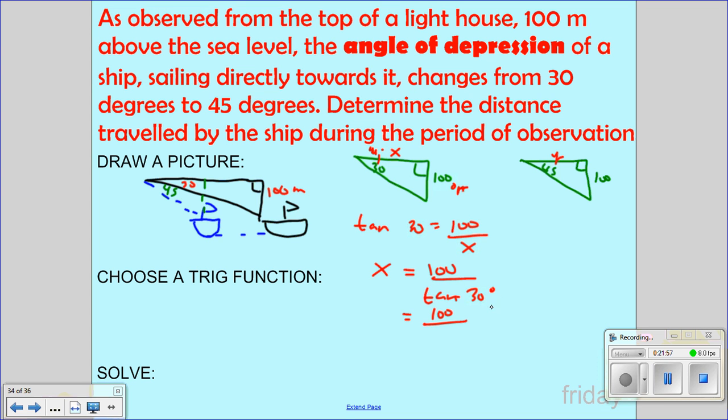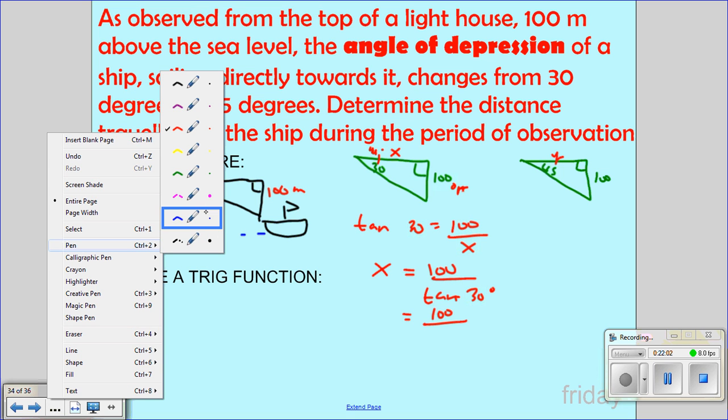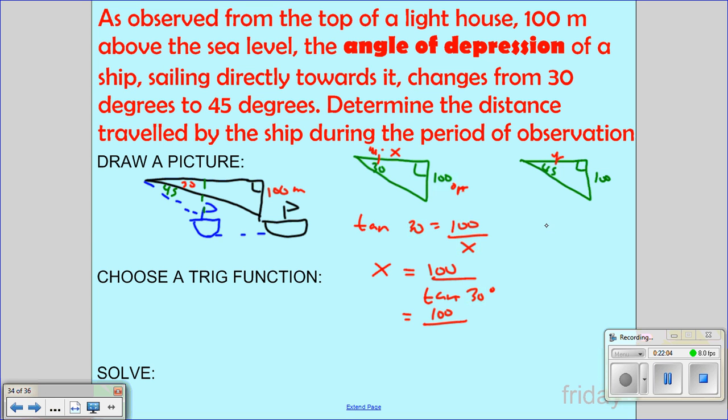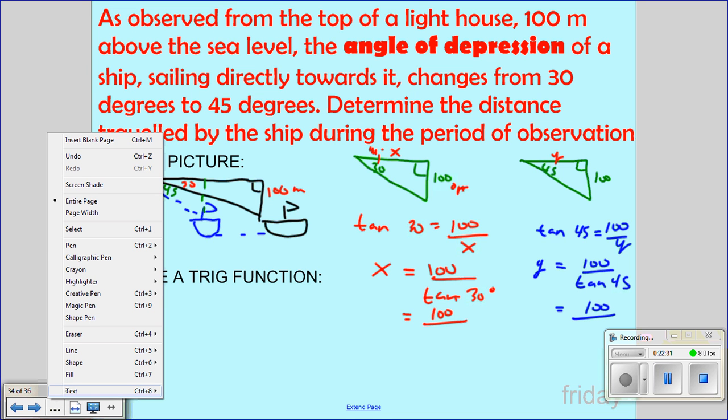So I need to know what the tan of 30 degrees is. But before I grab my calculator, let me set up the other one so I can do it at once. This one is also going to be tangent of 45 degrees, which is 100 over y. So again, if I cross multiply and divide, y is going to end up being 100 divided by tan of 45. So again, I need to know what the tangent of 45 is. Now I'm going to grab my calculator.